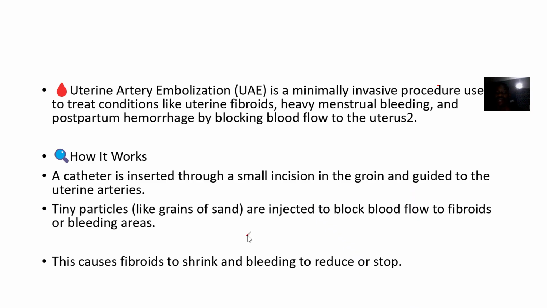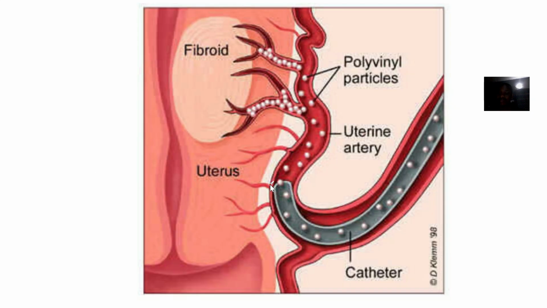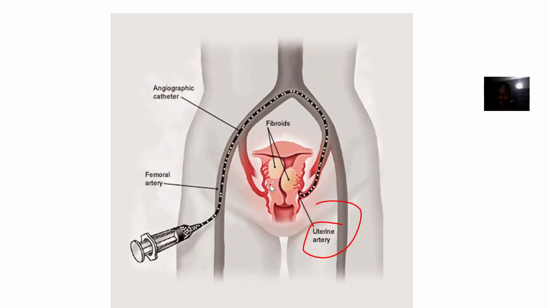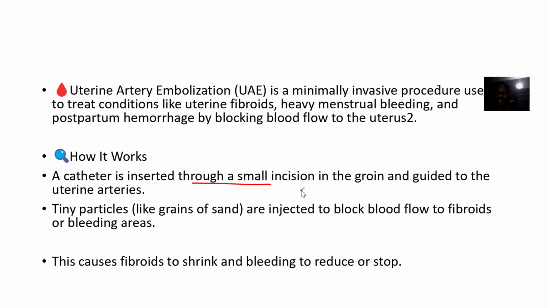So a catheter is inserted through a small incision in the groin and is guided. Look at this. Here the incision was here, so they followed through the femoral artery down to locate the uterine artery. Do you understand? So it's guided. You might be using some images to help you move accordingly. So the catheter is guided to the uterine arteries.